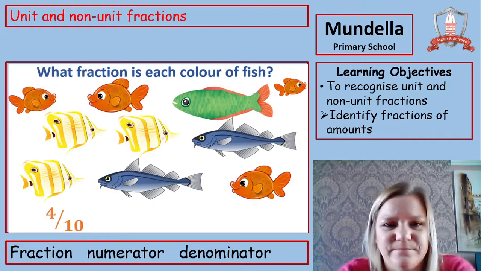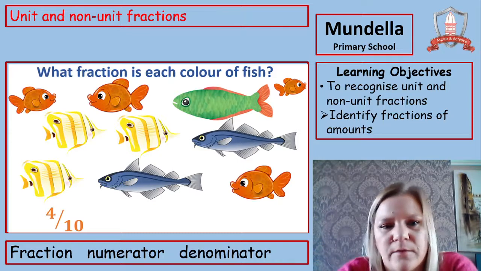Have a look at these fish. You don't need to write these down, but you can pause the video where you have a little look at them in a moment. So have a look at the different colours of fish and see if you can identify what fraction is each colour of fish. And I've done the first one for you. So the orange fish, there's 4 that are orange, but in total there are 10 altogether.